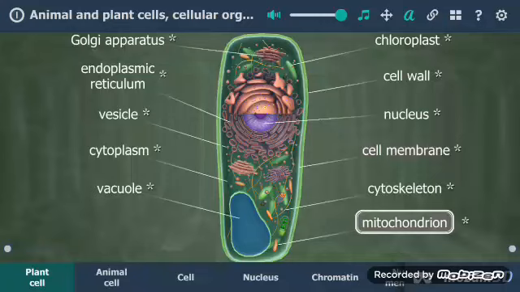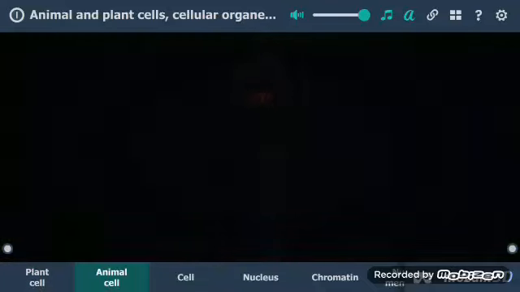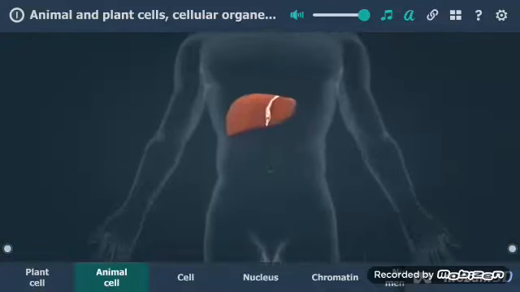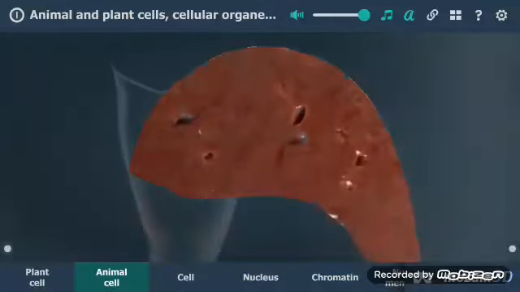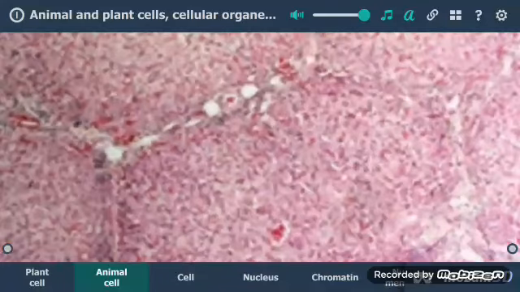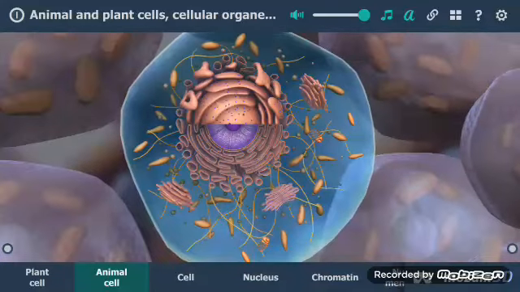The mitochondrion is described as the powerhouse of the cell. They are sites of respiration, or where energy is released from simple sugar. Okay, very quickly, let's look at the animal cell. You see here the structure of a man. Of course, humans are classified as animals, but higher animals.